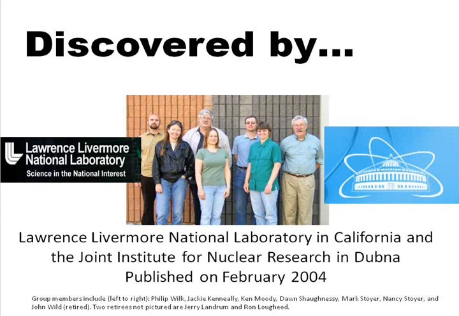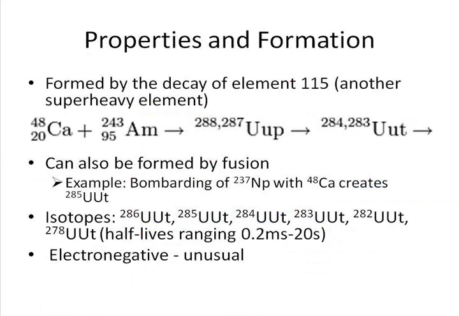A surprising property of element 113 is a marginal electronegativity, which is unusual because electronegativity typically increases as one moves up the periodic table and is often close to 0 at the bottom of the table.